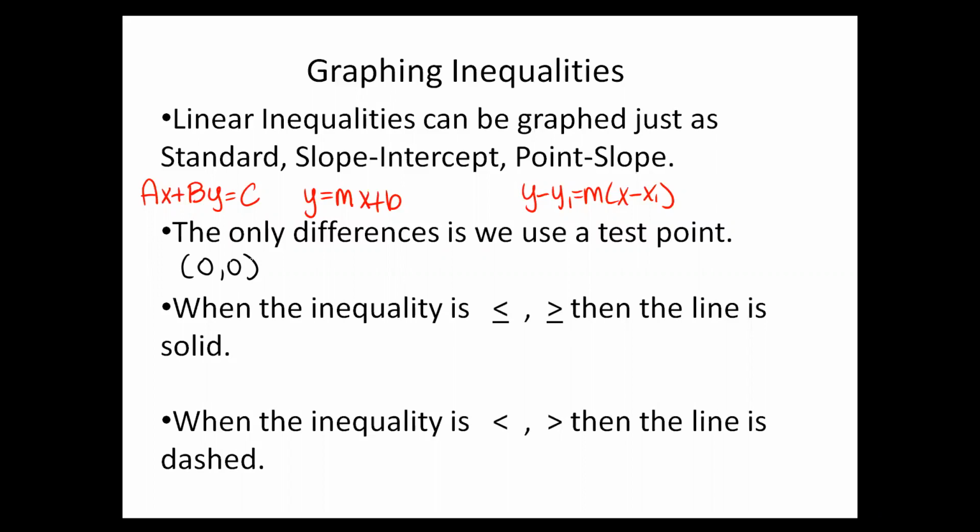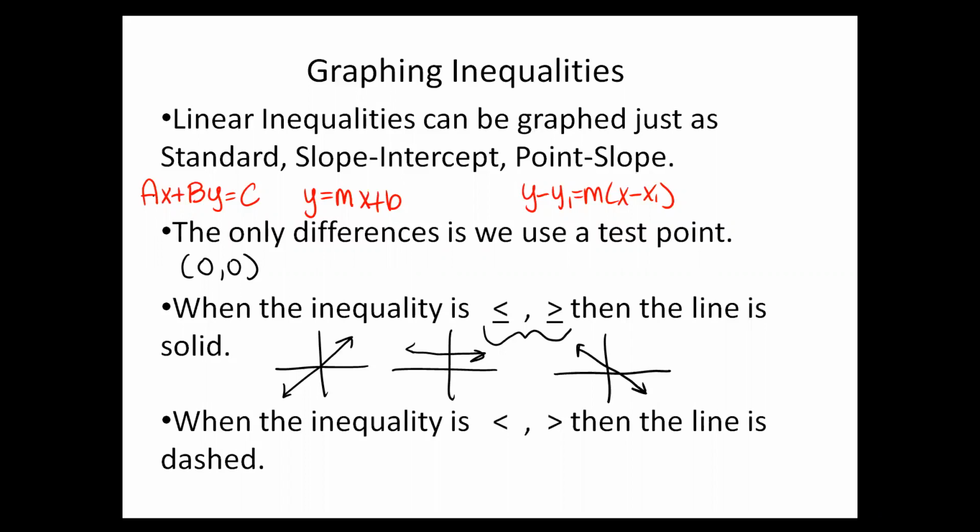The other difference is when we graph our line. Usually, if it's a straight line, we just have it drawn out. In this case, when we have an inequality that is less than or equal to or greater than or equal to, our line will be solid. It'll be a solid line whatever direction it has, whether it be sideways, like a horizontal equation, or vertical. We always use a solid line when the inequality is less than or equal to.